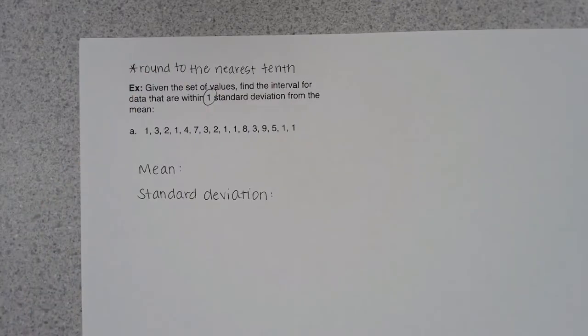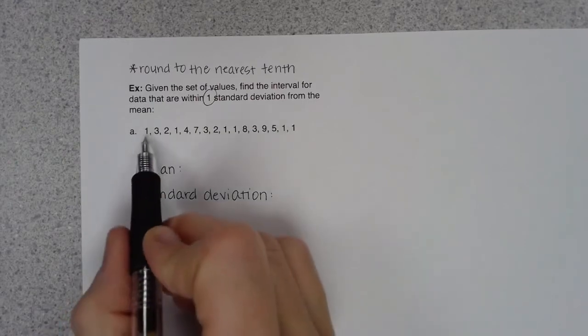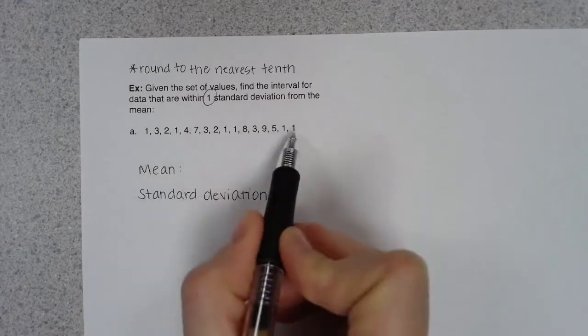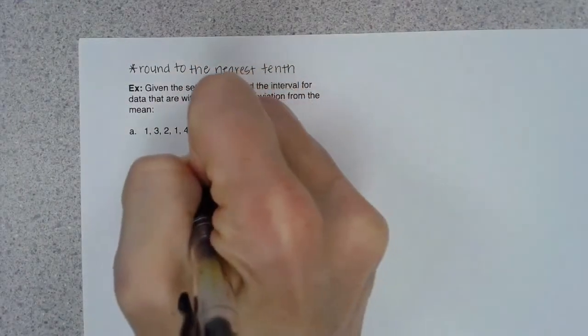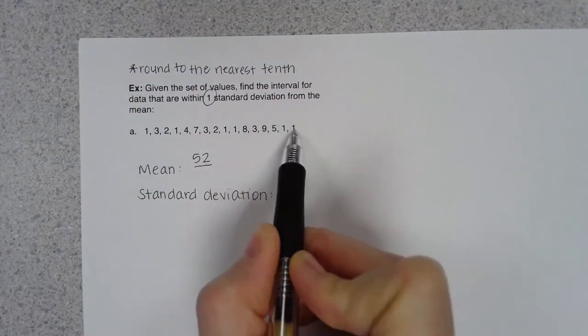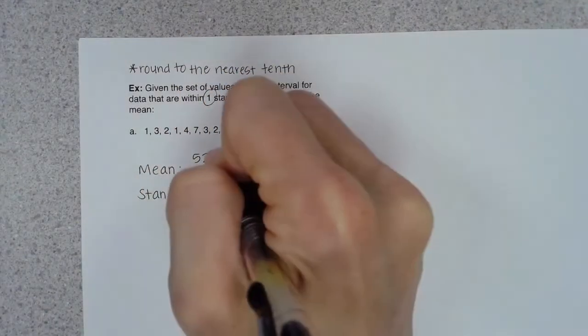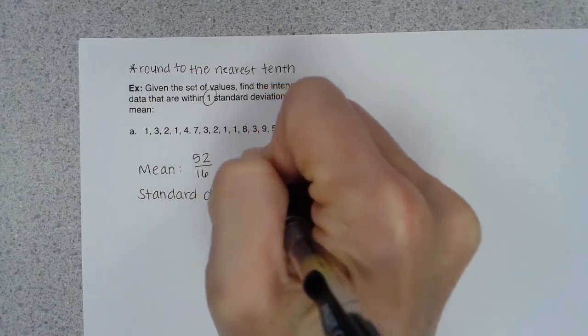Alright, so remember, to figure out the mean, the numbers do not have to be in order. You're going to take the numbers and add up each number in the list, 1 plus 3 plus 2 and so on. For this one, when you add them all up, you get 52, and then you divide that by the number of numbers in the list, and this one has 16 numbers. So for your mean, you'll get 3.3.